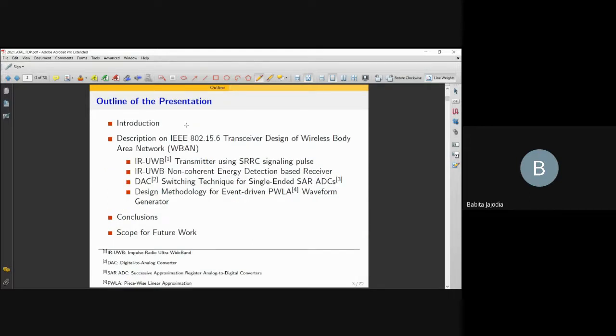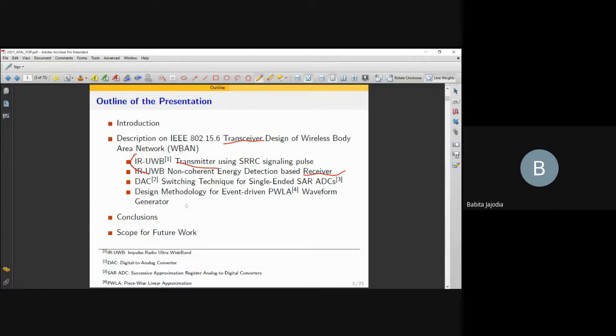Okay, so the outline of the presentation, what we will be discussing. First, we will discuss a brief introduction about the transceiver design of wireless body area network. We will discuss why we want to design the transceiver, what is the history behind that, and why, after the standard has been finalized, we have started working on it. Then we will discuss a brief description of the transceiver design. The transceiver covers the transmitter as well as the receiver, so we will discuss the transmitter and receiver design for the particular standard.